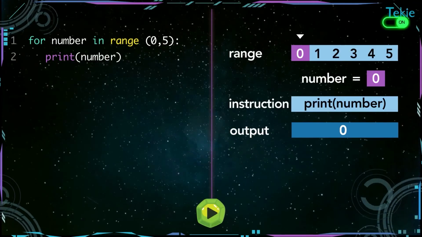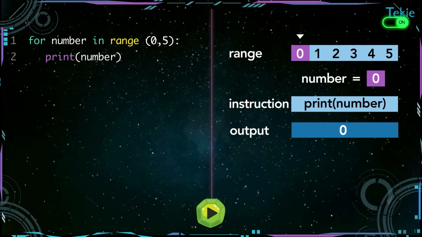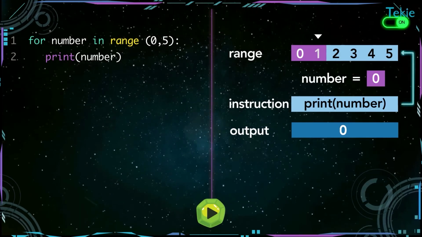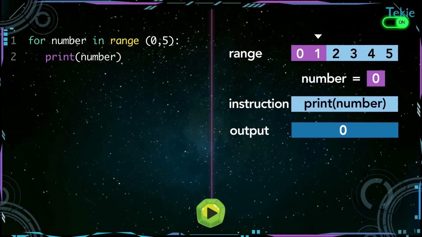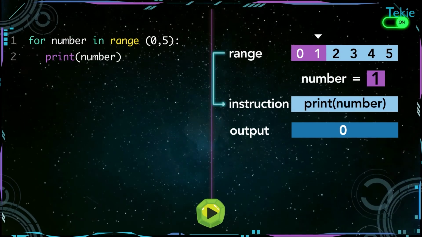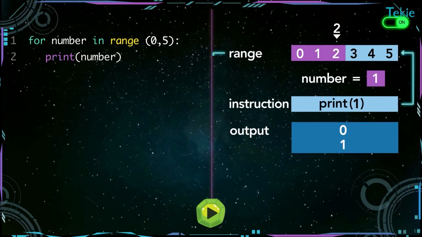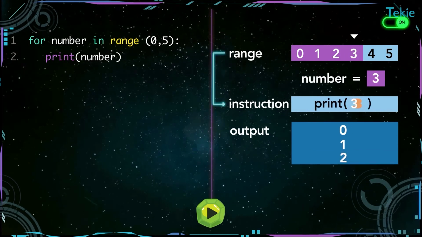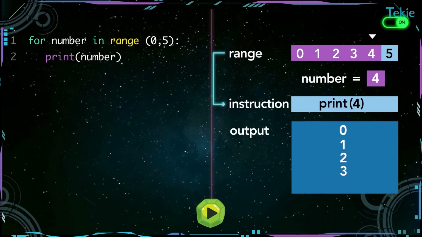And after displaying 0, Mr. Python goes to the start of the second loop. Now the variable holds the next number from the range 0 to 5. Which is number 1. Right. And Mr. Python continues to repeat instructions until he displays the numbers to 5.